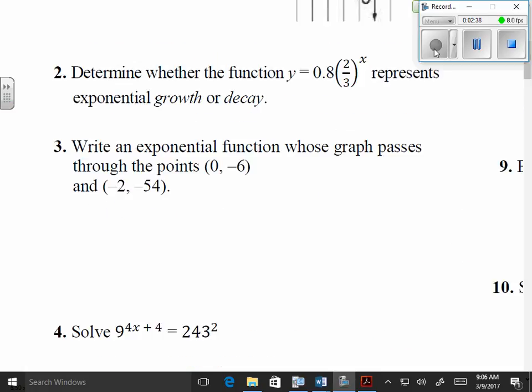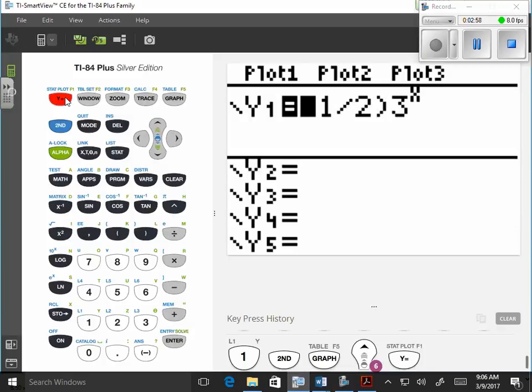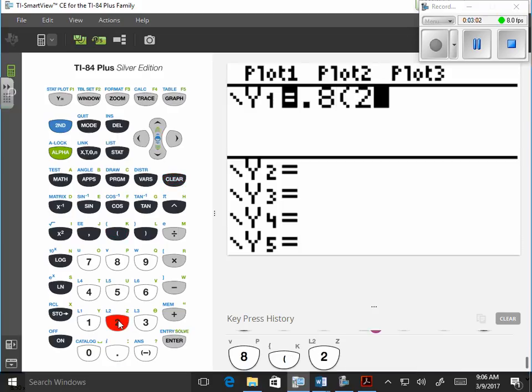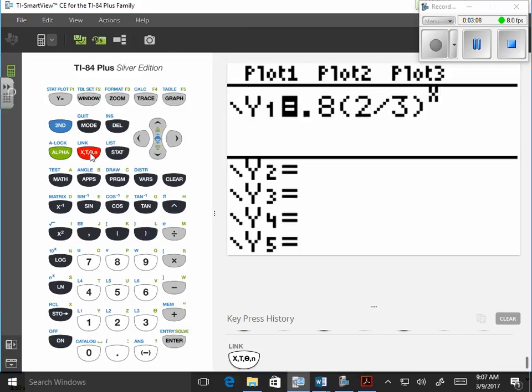Number 2, determine whether this function is growth or decay. So 2 ways to tell. If this number in parentheses is less than 1, it's going to be decay. If you forget that, you can put it in the calculator. Somebody tell me what it is again. I forgot. 0.8 something. 2/3 to the x. You hit graph.